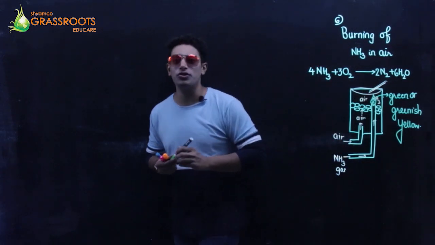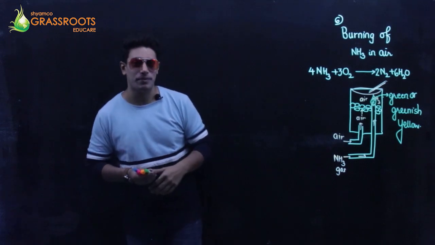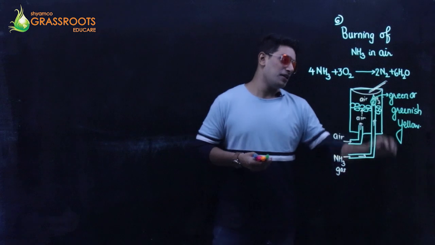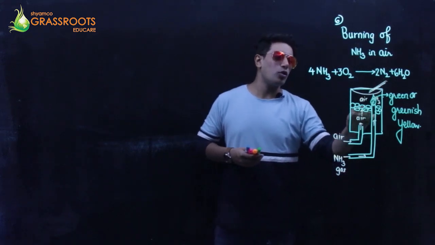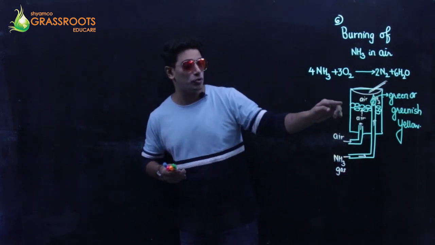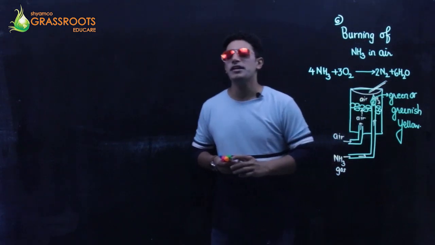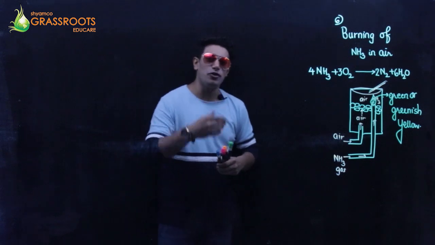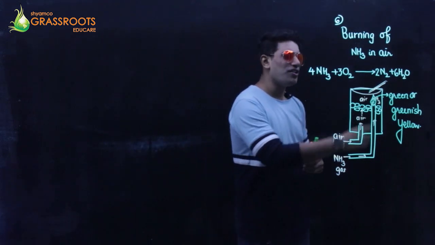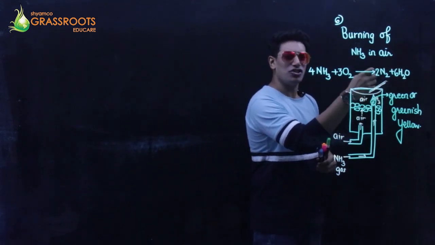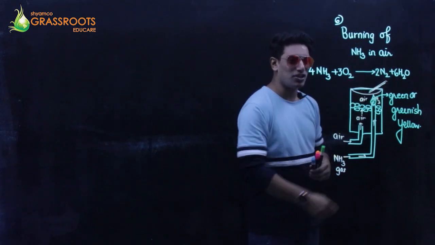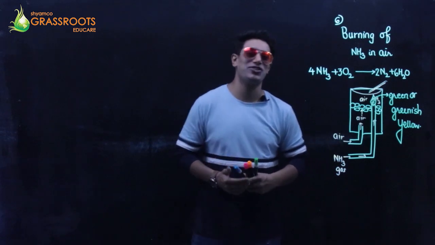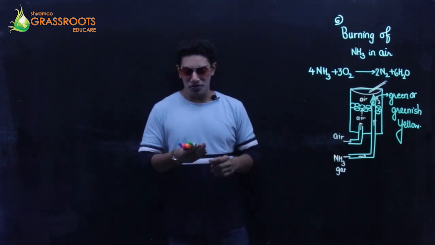So we get a green or a greenish yellow flame. That's the color of the flame. When did this happen? When air or oxygen was passed. Because of the water, the cotton plugs which are held out here become moist. So the cotton plugs become wet at the end of the experiment, which tells me the reaction has taken place, and the moisture is also a product obtained during the reaction. Right? So this is one of the reactions.